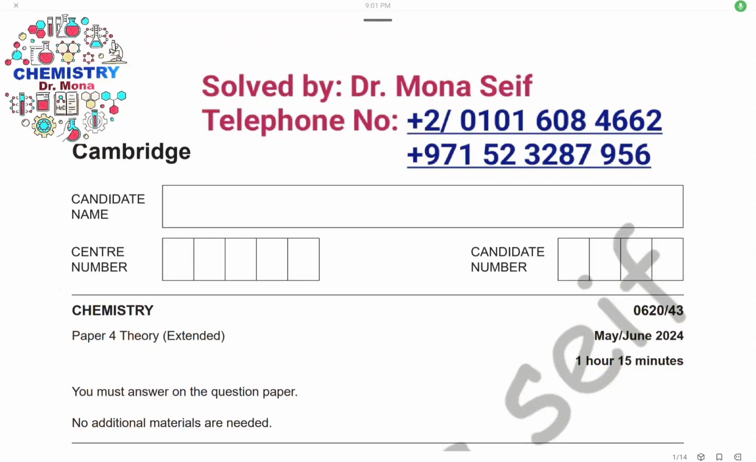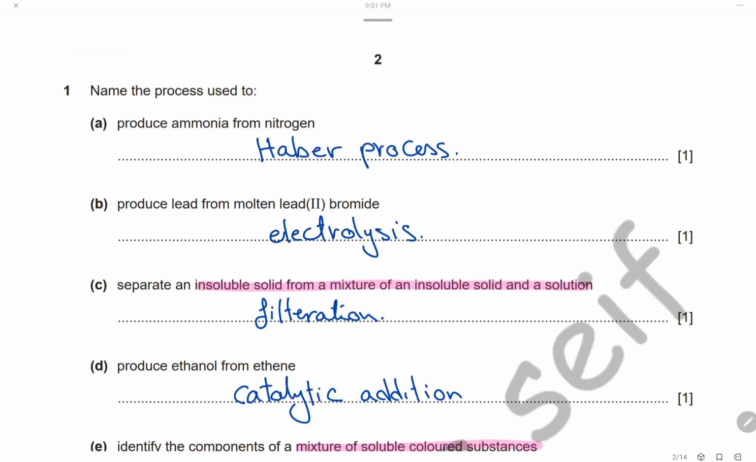Alaikum wa rahmatullah. Today, inshallah, we're going to solve Cambridge exam May-June 2024, paper 43. Let's start it. Question 1.